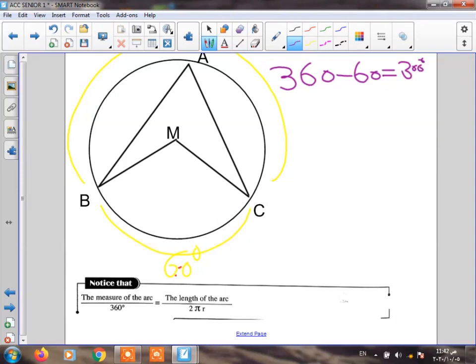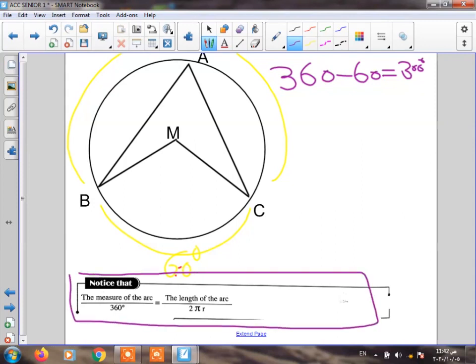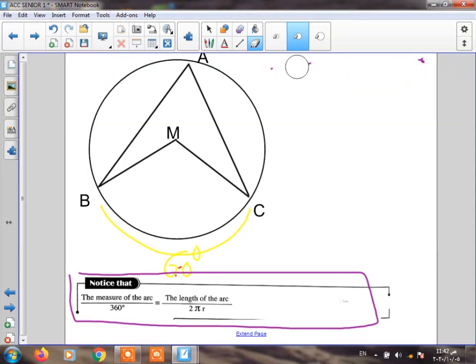Okay? Second idea. What is this rule? And I will use this for what? This rule gives the relation between the measure of the arc and the length of the same arc. For example, here I have the same exercise, and the measure of the arc BC equals 60 degrees, and I ask you to get its length if the radius is, for example, 7 centimeters.